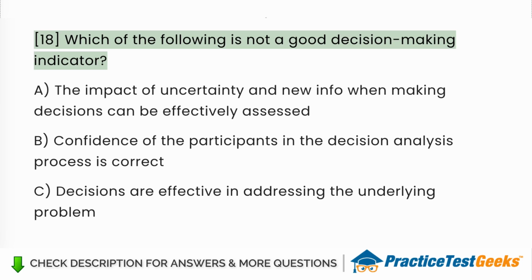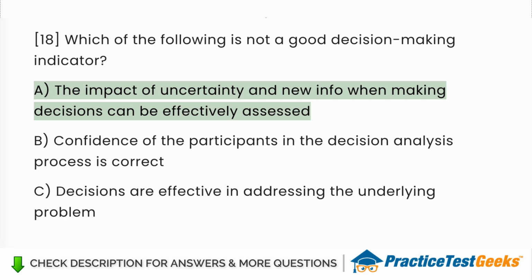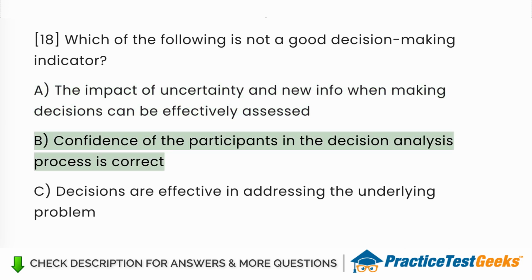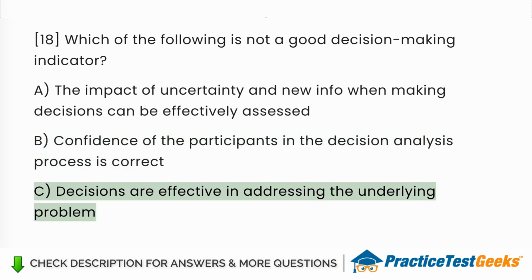Which of the following is not a good decision-making indicator? A. The impact of uncertainty and new info when making decisions can be effectively assessed. B. Confidence of the participants in the decision analysis process is correct. C. Decisions are effective in addressing the underlying problem.